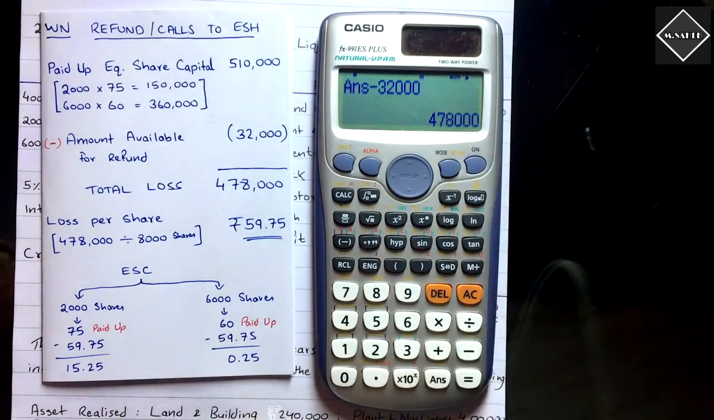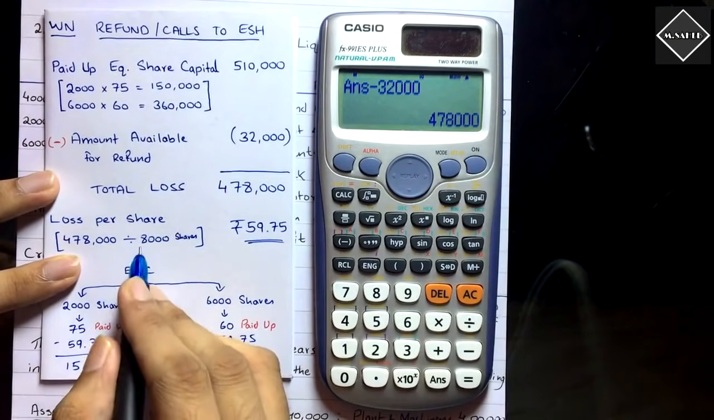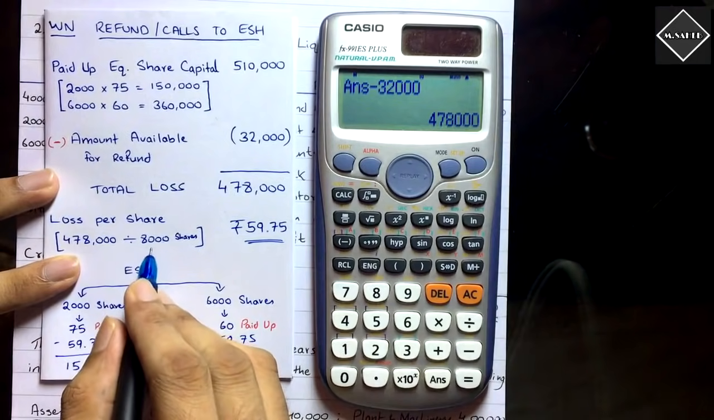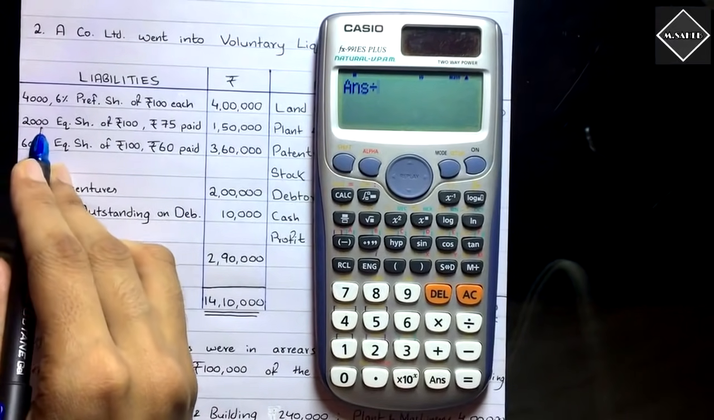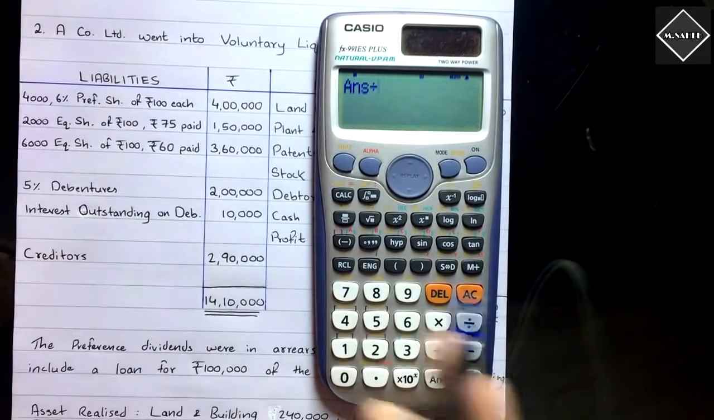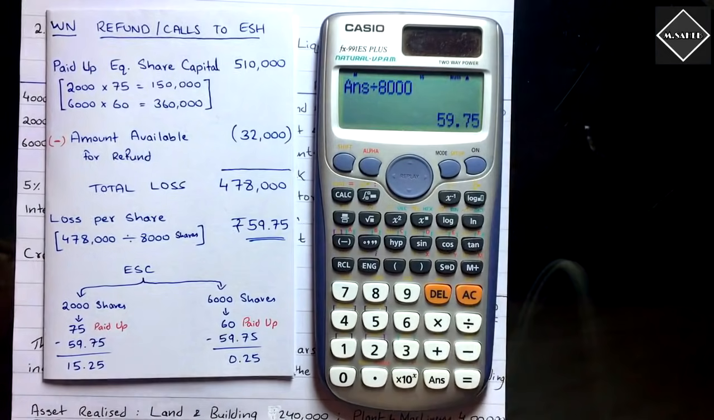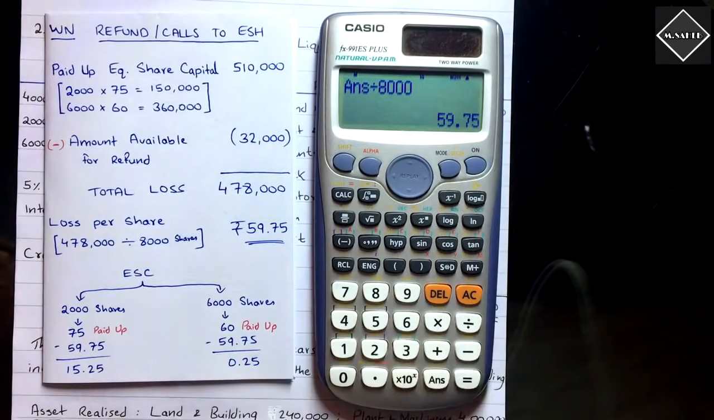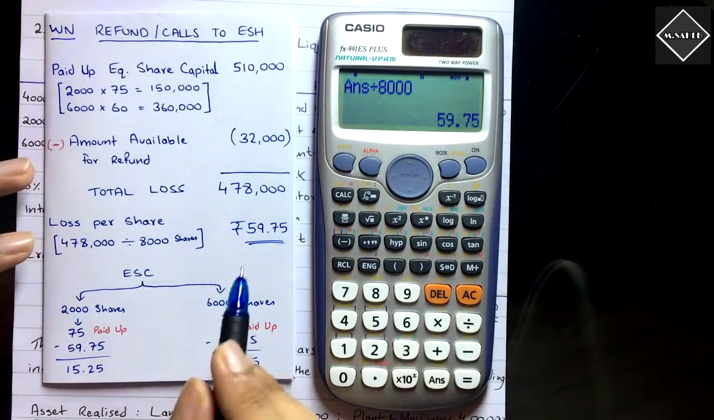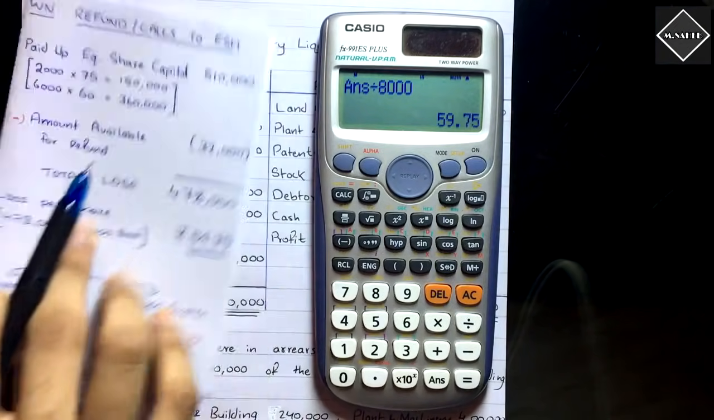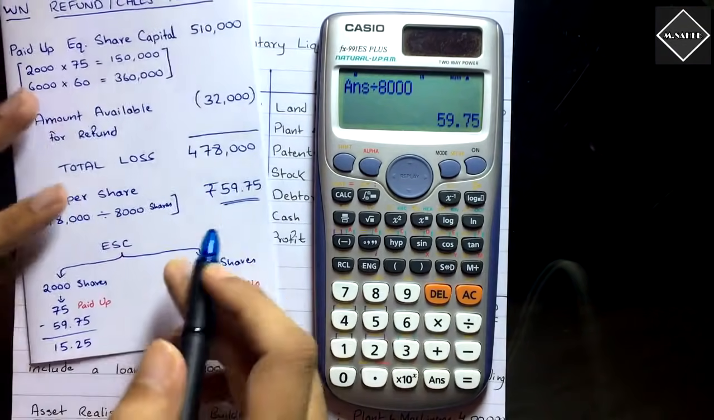Now if you have to find the loss per share, how much loss is there behind each share, then just divide it by the total number of shares. 4,78,000 divided by the total number of equity shares, 2,000 plus 6,000, that is 8,000. 4,78,000 divided by 8,000 will give you 59.75 rupees as the loss per share. This is the loss that each equity shareholder has to incur, right? You have to make sure both classes bear the same loss per share, and that is here 59.75.